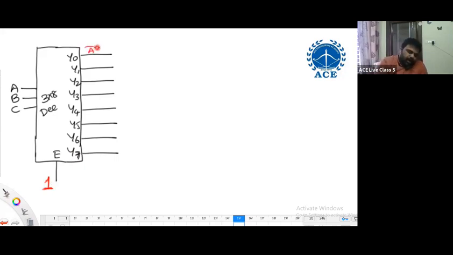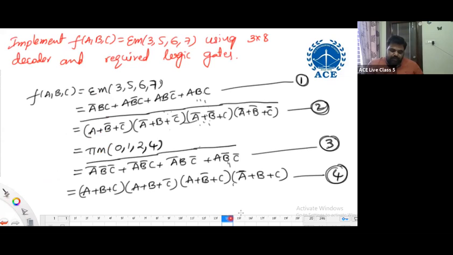No doubt A bar, B bar, C bar. Next A bar, B bar, C. Next A bar, B, C bar. Next A bar, B, C. Next A, B bar, C bar. Next A, B bar, C. Next A, B, C bar. Next A, B, C. Once we have these product terms, from the equation we can say equation number 1 can be implemented, equation number 3 can be implemented. As we have seen already in the demultiplexer, similar way, we can implement equation number 1 and equation number 3.